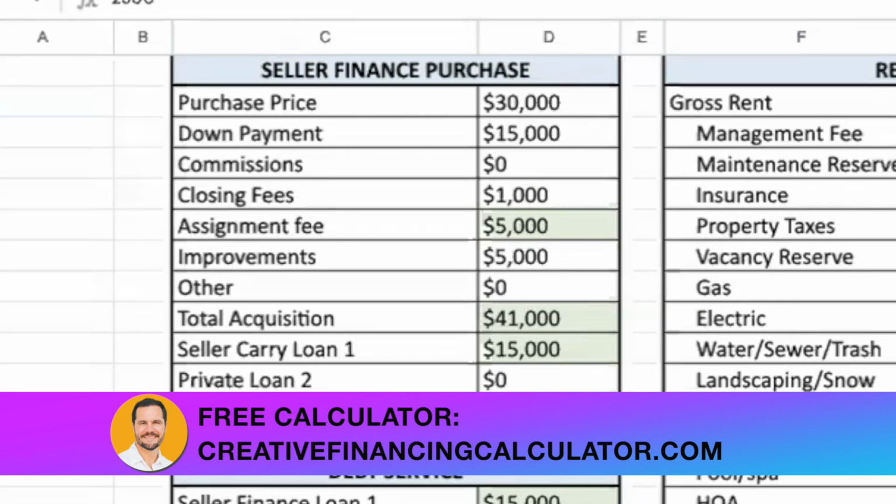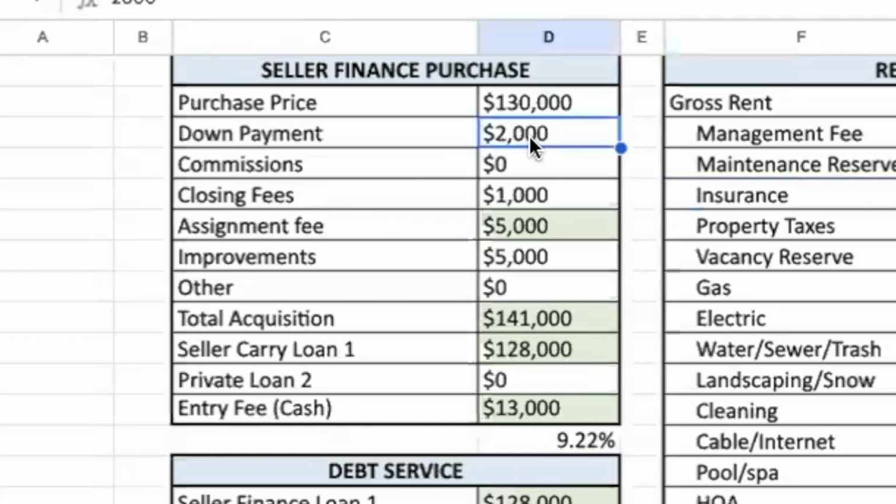The idea behind this is you really want to be thinking about that entry fee against the total acquisition and trying to keep that low enough. That's where you can start to carve out some big assignments. So let's just say, change your purchase price right now, just for fun, put it at 130. And then let's say your down payment was 5,000, for example. So now it makes sense. Now bump your assignment fee up to 15.